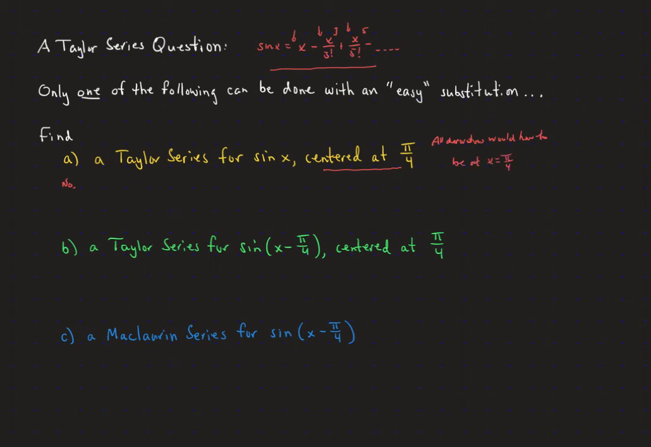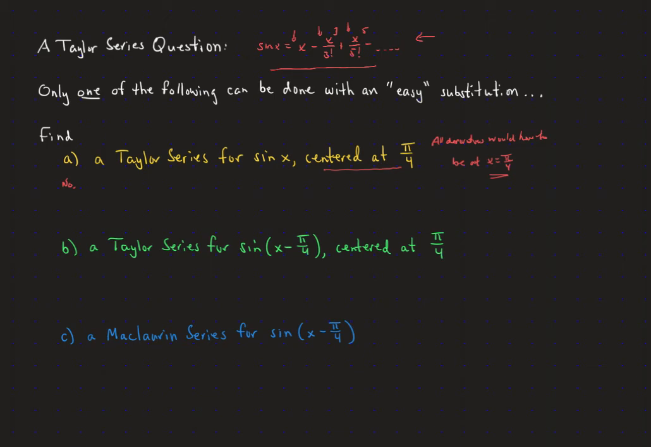So we would be doing the sine of pi over 4, and then we'd take the derivative at pi over 4 times x, and then the second derivative at pi over 4 times x minus pi over 4 squared over 2 factorial, and so on. But because all the derivatives would be taken at pi over 4, we could not use that Maclaurin series whose derivatives are all taken at 0.